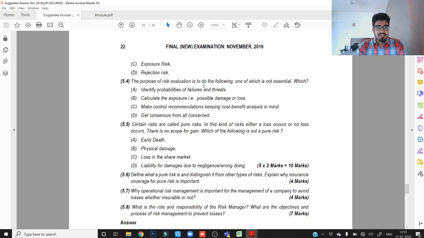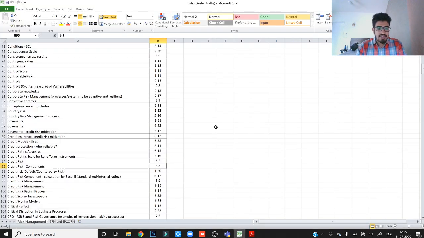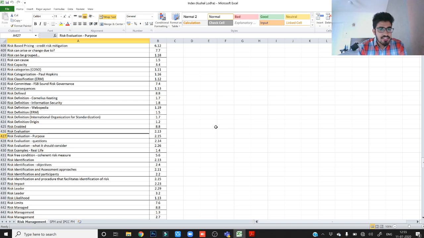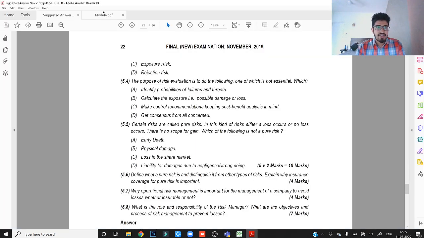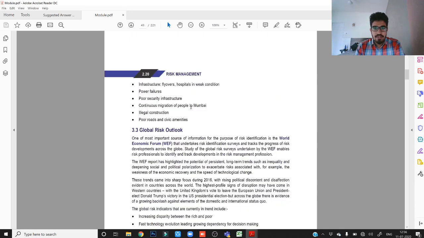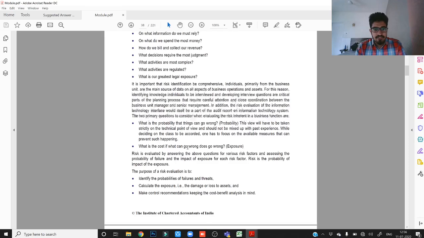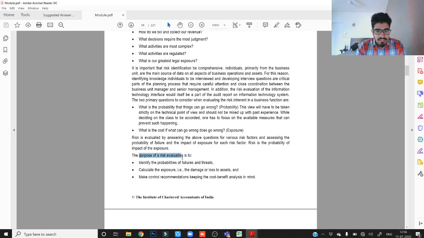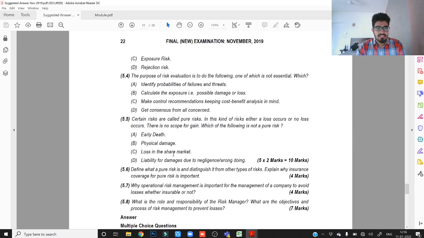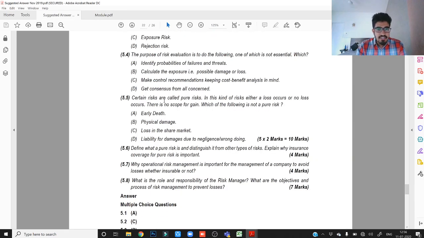The purpose of risk evaluation is to do the following, one of which is not essential. Again I'll go to my index and type risk evaluation, and you can see risk evaluation purpose is given on page 2.15 of the module. It will be somewhere around here, page 2.15. It would tell me what the purpose of risk evaluation is, and we have to just identify which of the following is not a function. Okay, so this also is easy. Certain risks are called pure risks. In this kind of risk, either a loss occurs or no loss occurs. There is no scope for gain.